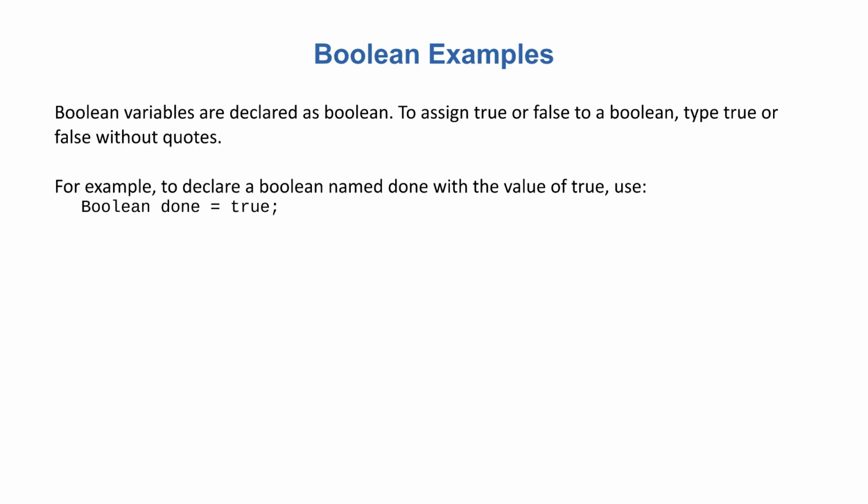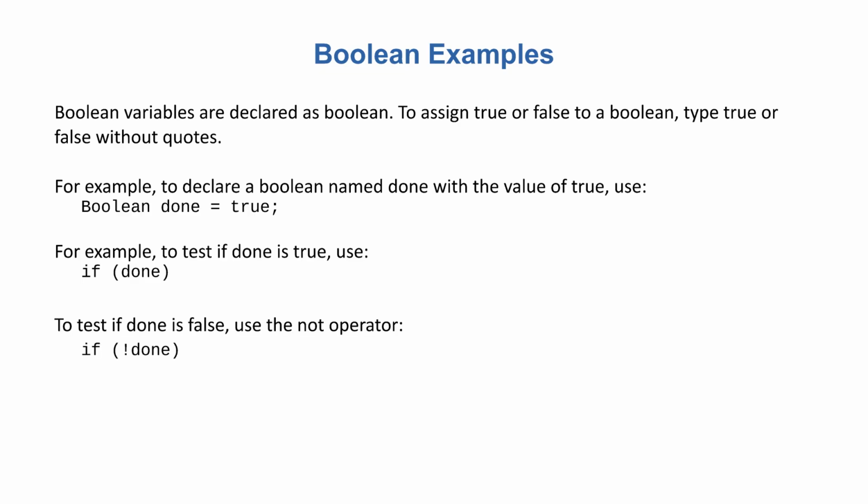You don't need comparison operators to test if a Boolean variable is true or false. For example, to test if done is true, use if done. To test if done is false, use the not operator, if not done.